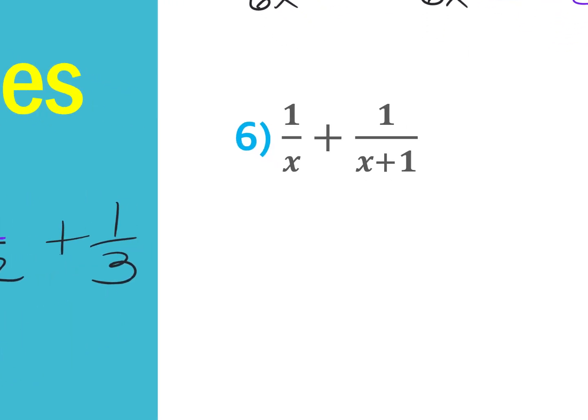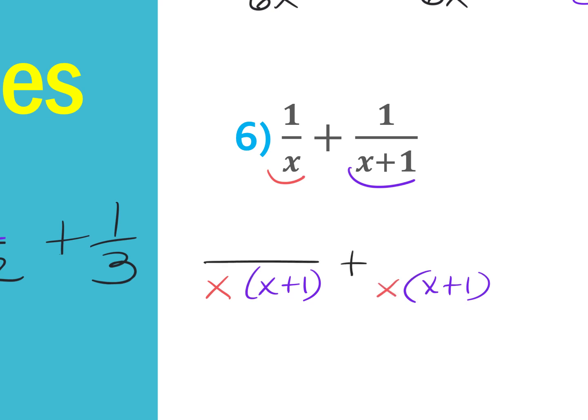So in order to get the LCD, it's actually going to be both of these. It's going to be the x and the x plus 1. So my LCD is going to be x times x plus 1. I'm going to go ahead and write that down for each one, then the plus sign. So now my first fraction, notice what I needed to do to get that x plus 1 in the denominator is multiply by an x plus 1. So I'm going to multiply both the numerator and the denominator by x plus 1.